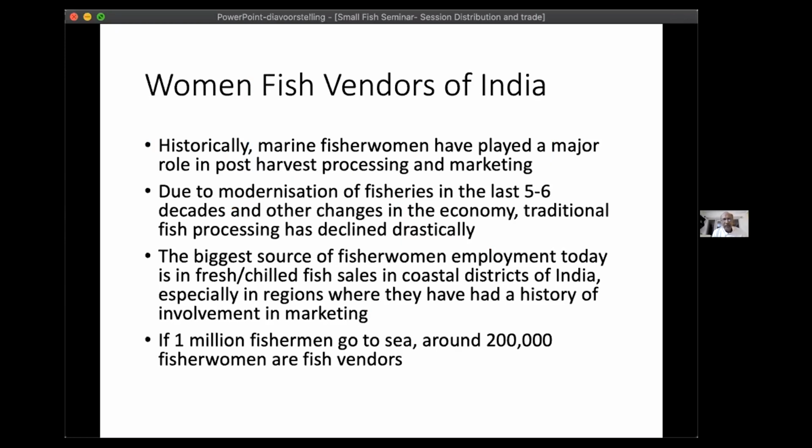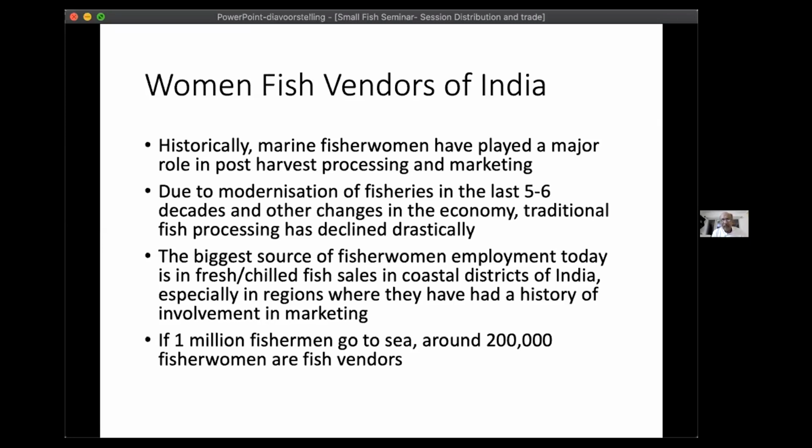So historically, marine fisherwomen have played a major role in post-harvest and marketing, for the combination of the fact that in India we have a caste system and a particular community or a set of communities specialize in marine fishing. And within marine fishing, as we all know, what is near universal is the gender division of labor. The men go to sea and the women have been taking care of the post-harvest and marketing. And this was something that was done by virtually all women in the community at one point in time in history.